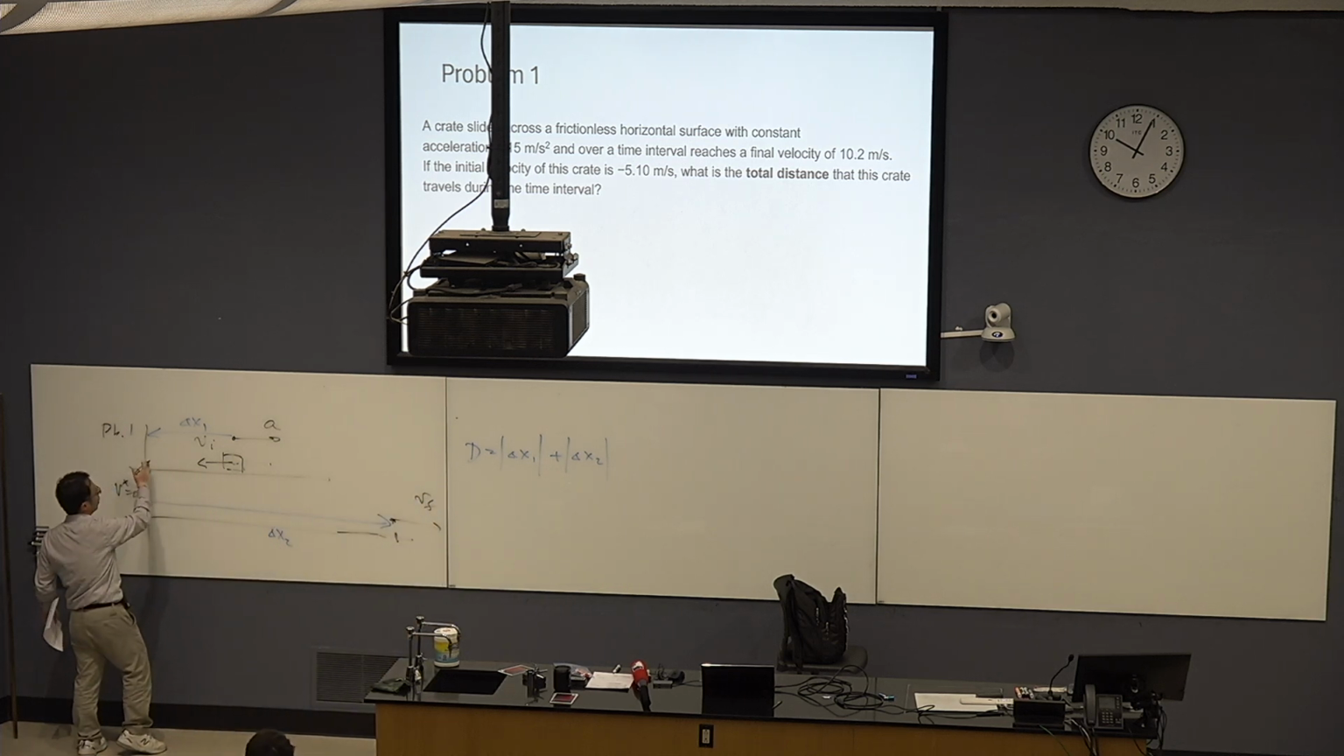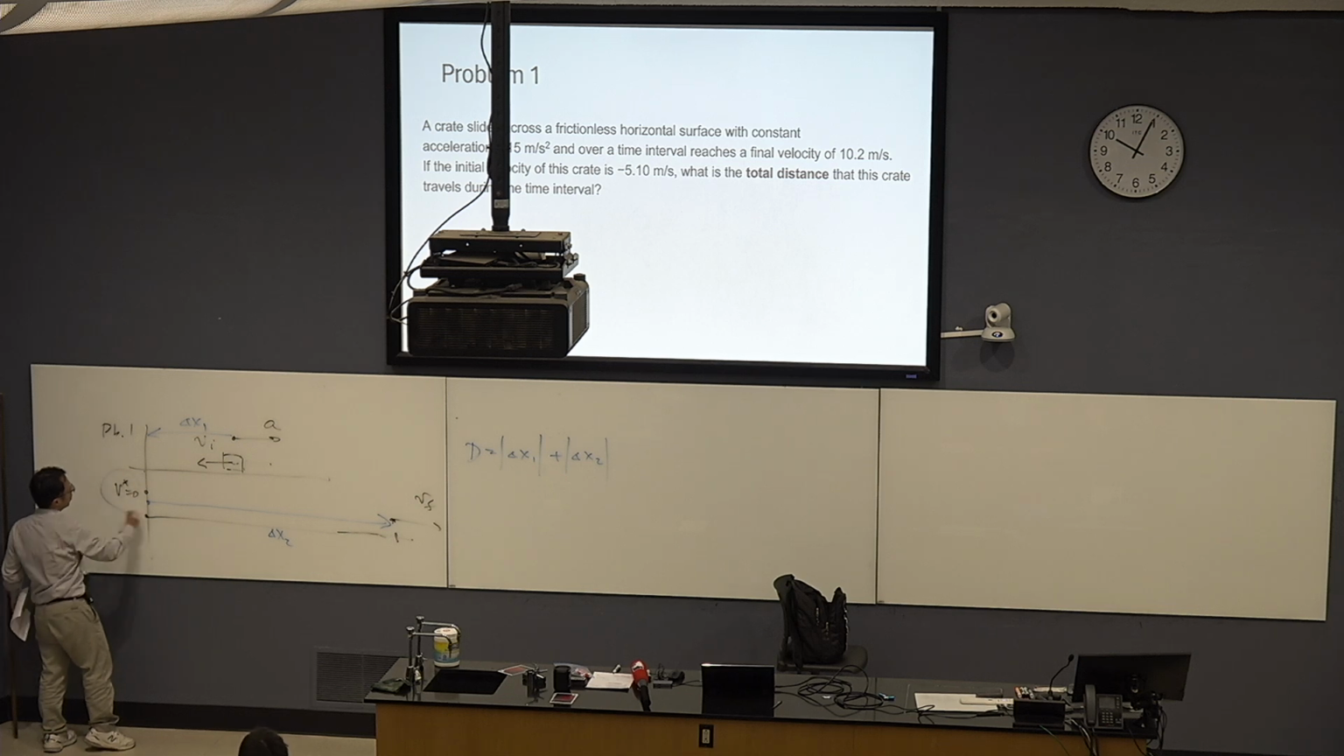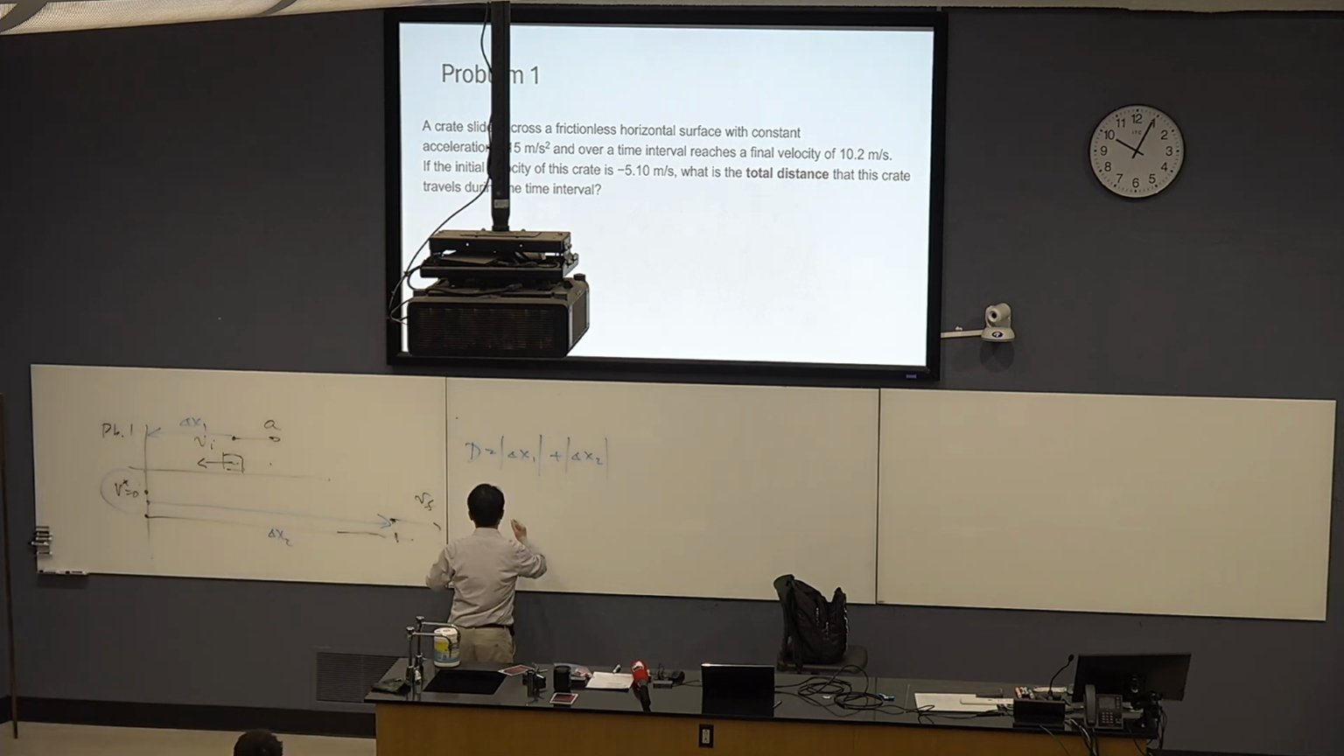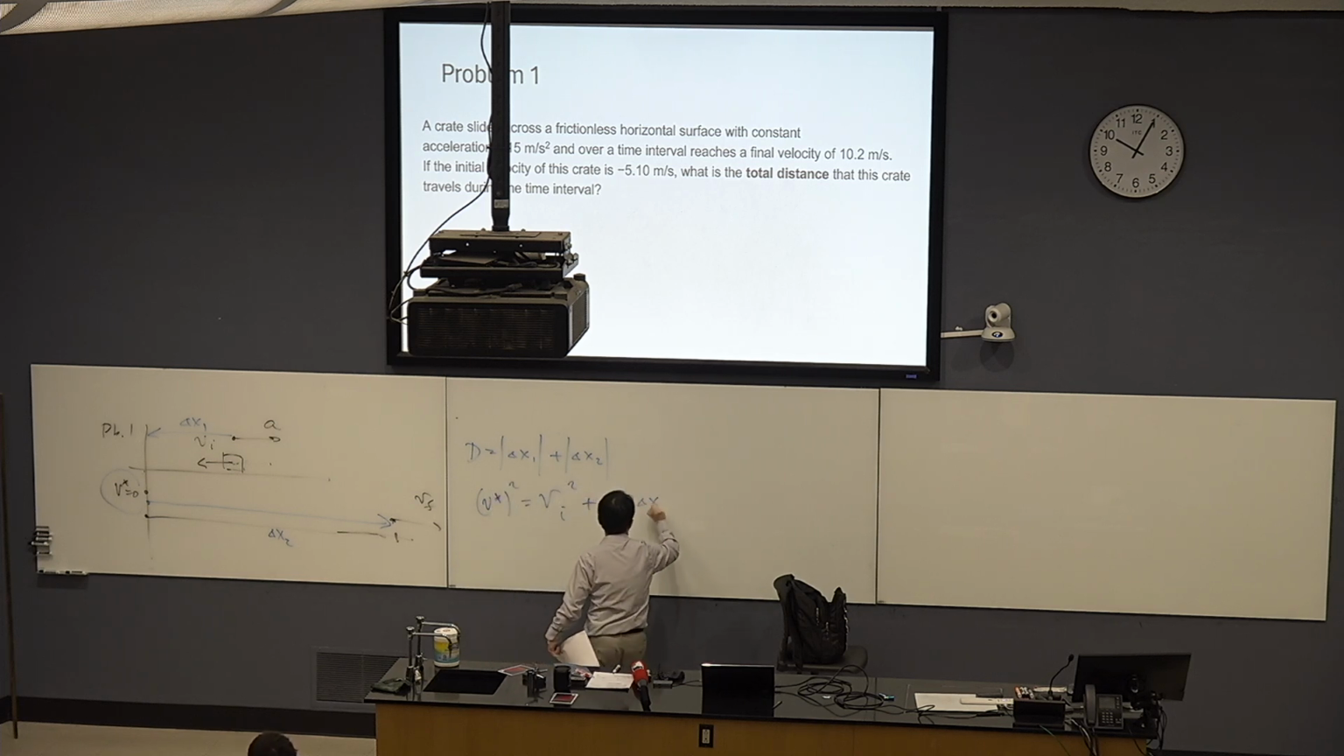So use one of the kinematic equations. Treat this as a final. This is an initial. So you have that 0 squared, right? So delta x1 you can obtain from the following equation. You can say that v star, which is 0, squared equals v initial squared, plus 2 times the acceleration times delta x1, right?